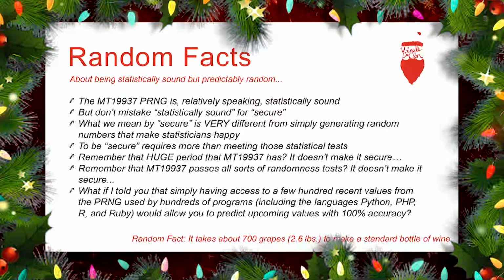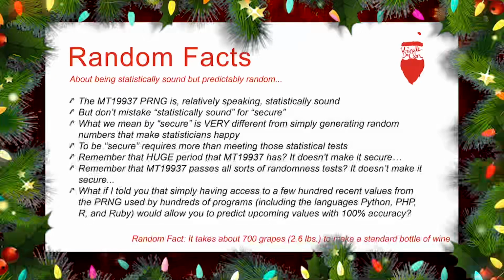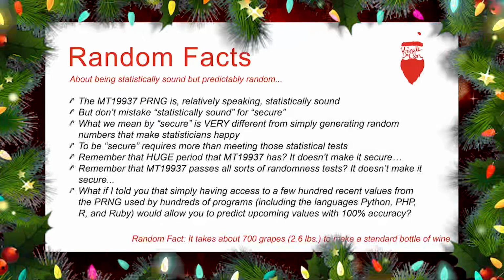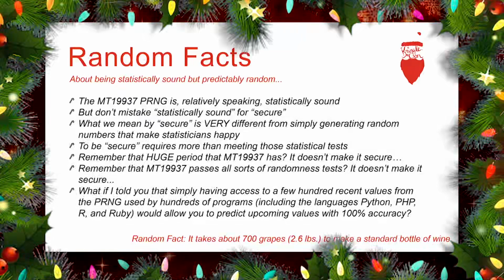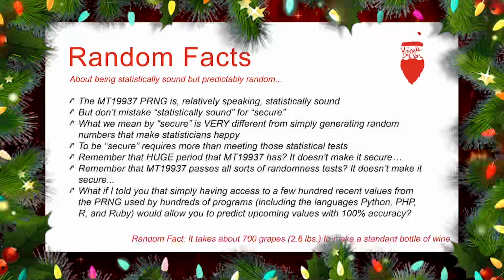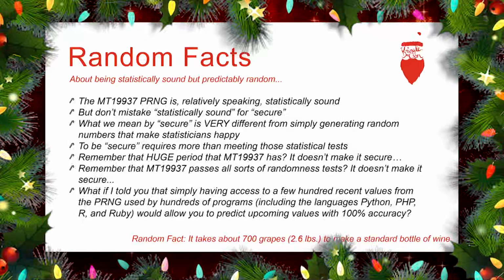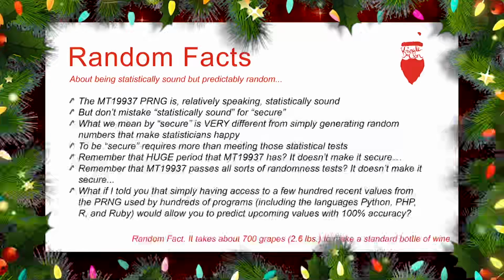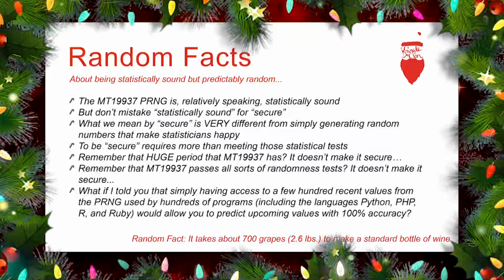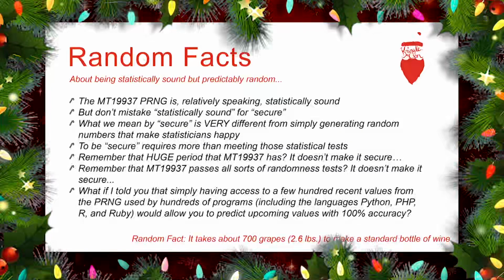Let's talk about why that is. What it means to be secure is very different from what it means to be statistically sound in the generation of random numbers. What if I told you that simply by having access to a few hundred recent values from a pseudo-random number generator in a language like Python, you could then predict all of the upcoming values with 100% accuracy? That sounds crazy, but let's talk about how it happens.